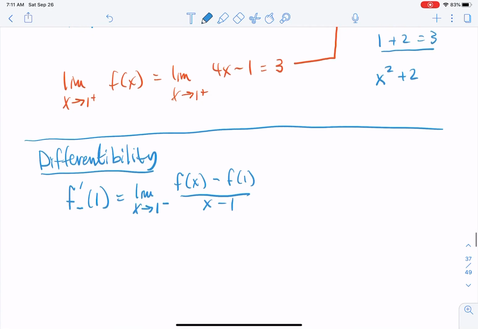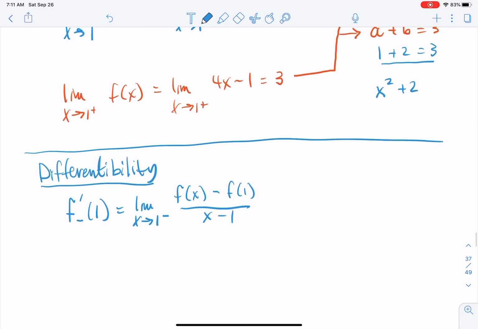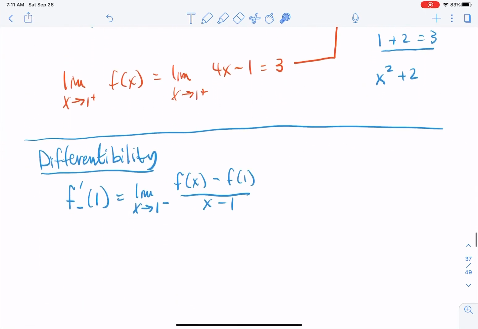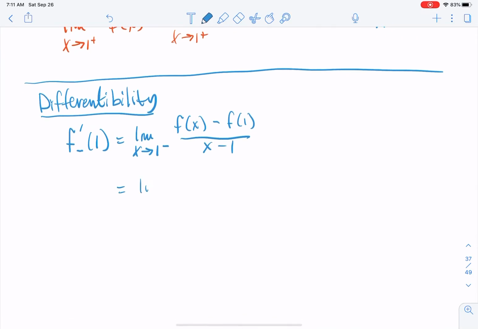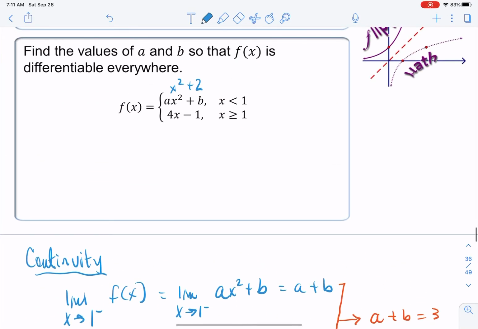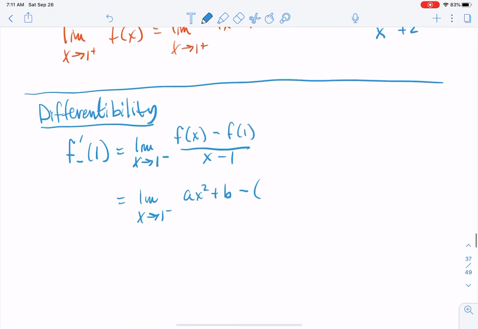All right, now let's plug our stuff in from the function. Since we're talking about the left side of 1, that should just be the top branch, which is the ax squared plus b branch. Limit as x approaches 1 from the left, our f of x is ax squared plus b minus our f of 1. If I plug in a 1 there, I'm just going to get a plus b. So maybe in parentheses, a plus b, over x minus 1.